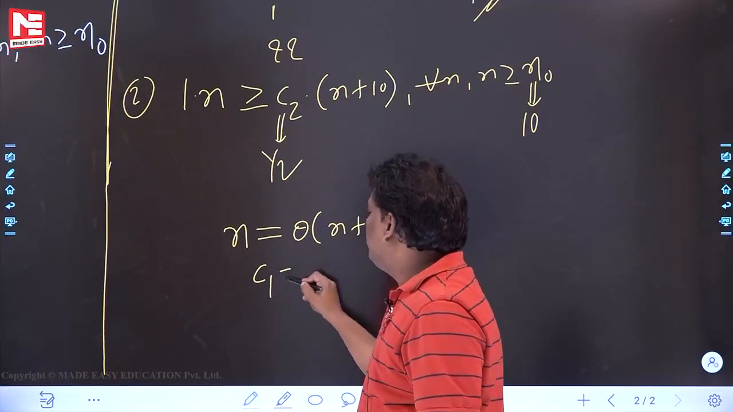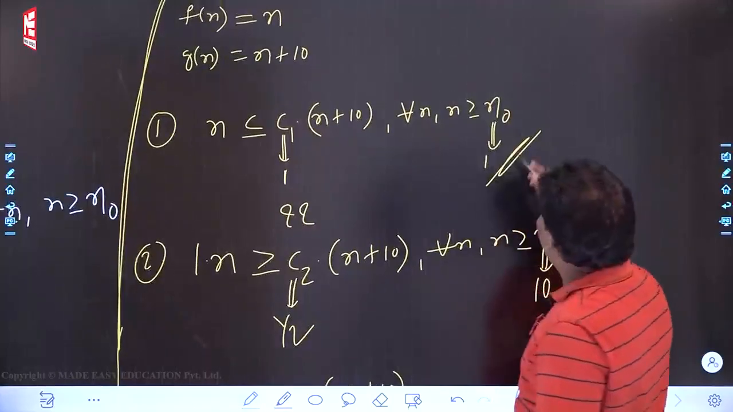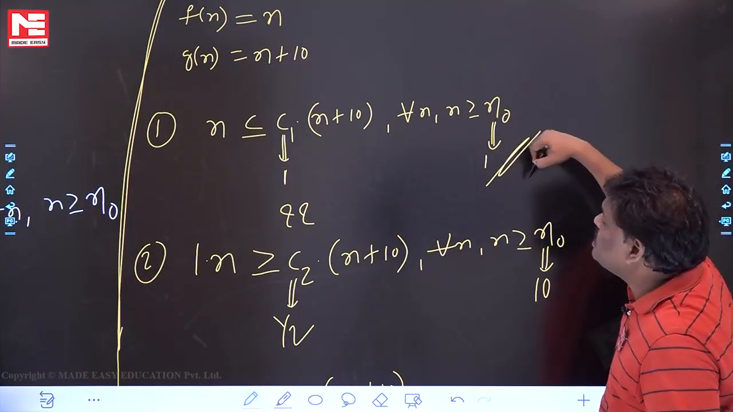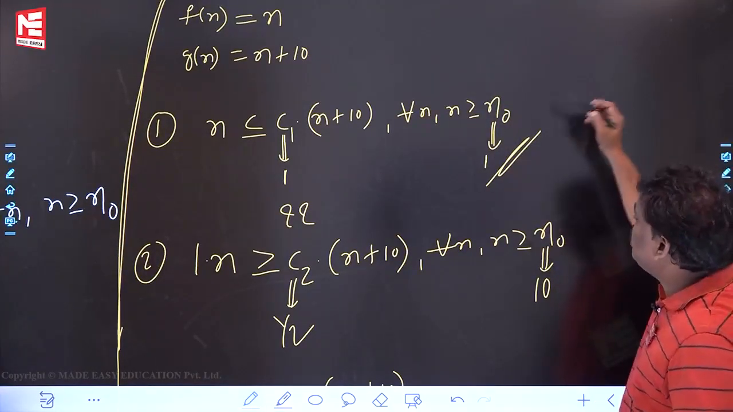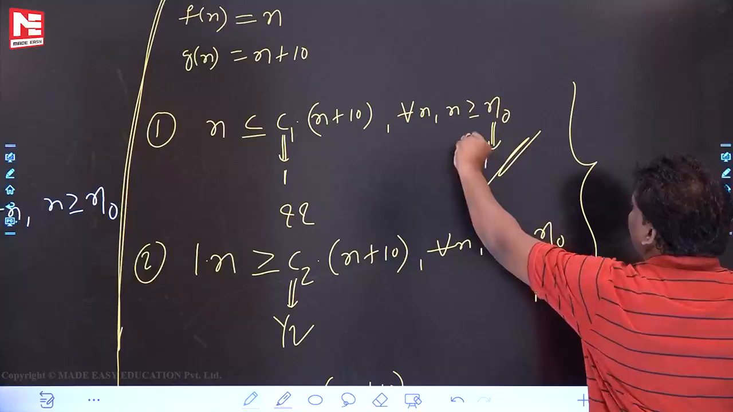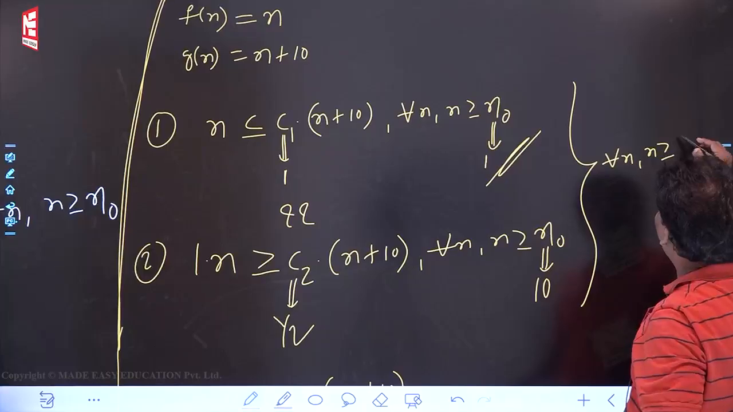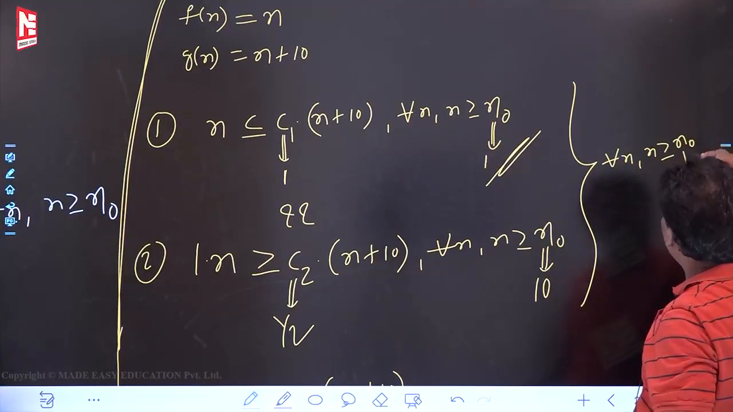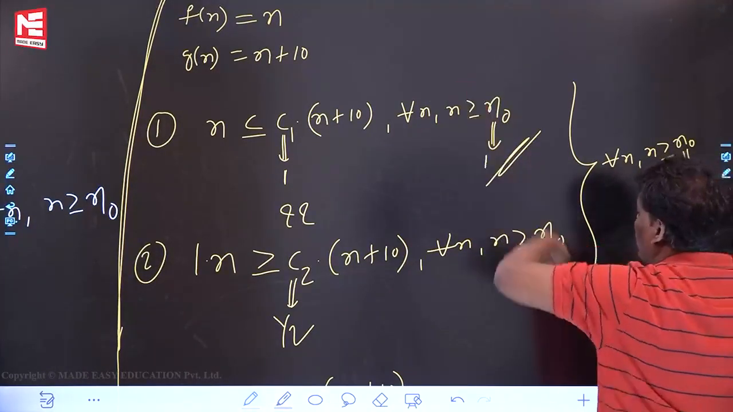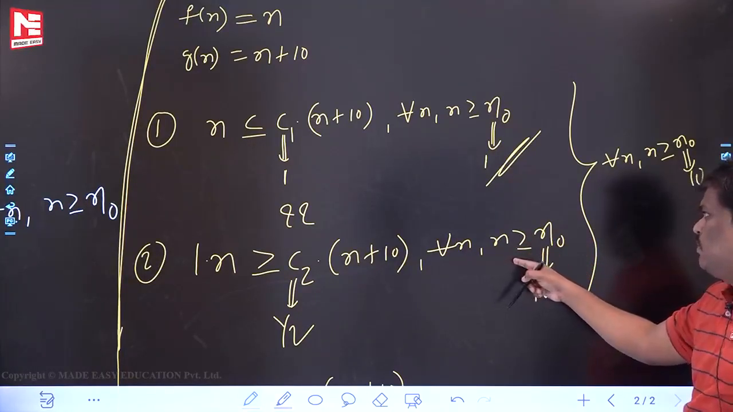For which c1 value is big O? 1. Which c2 value for omega? 1 by 2. First one is possible from where? 1. Second one is possible from where? 10. First one is possible from 1 onwards everywhere. Second is possible from 10 onwards everywhere. Combinedly both are possible from where? Let me write for all n where n is greater than or equal to what n0? 10 onwards. n0 is 10. Big O is from 1 onwards everywhere, omega is from 10 onwards everywhere, both combined from 10 onwards everywhere. If I say 1, omega doesn't pass at 1, but big O will pass.